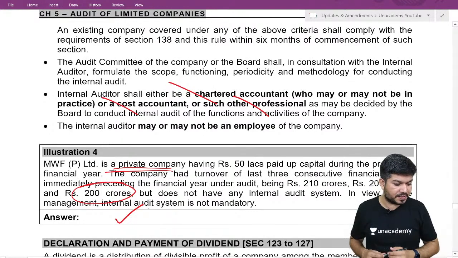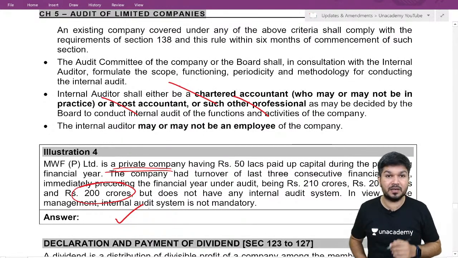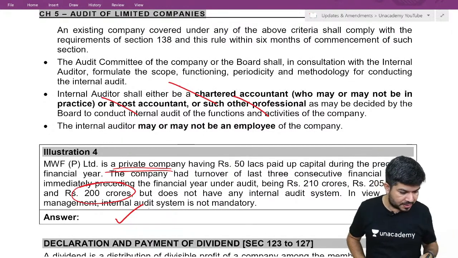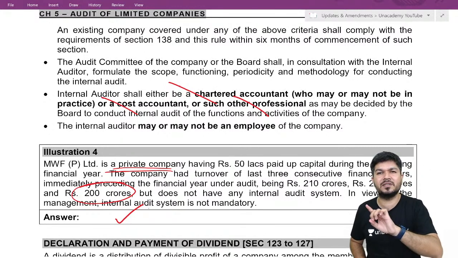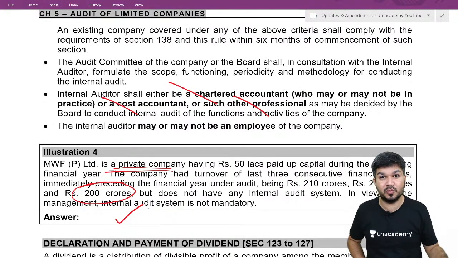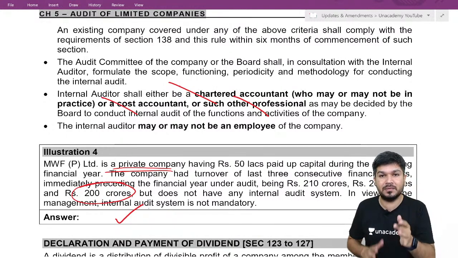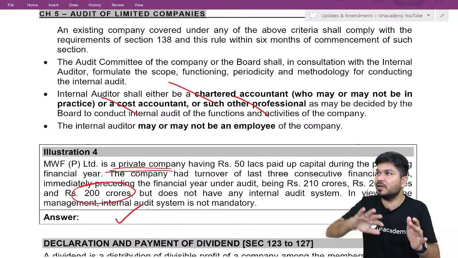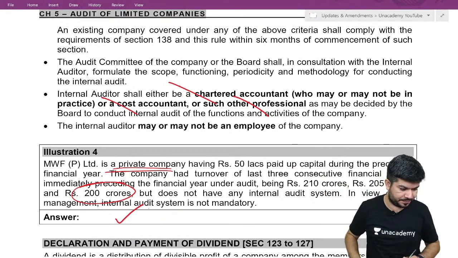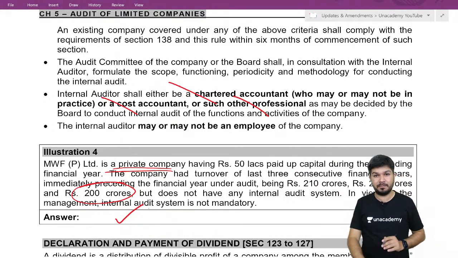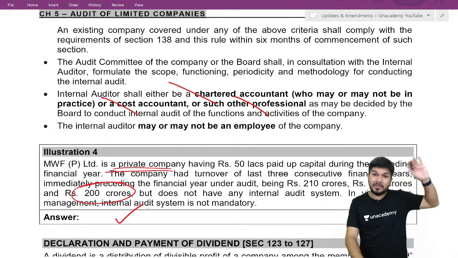Question from Bala. So a CA working with a company, can he be internal auditor? The answer is yes. Sir, whether COP is required for it? The answer is no, no COP is required for it, because you are working only for that company, but that employee cannot do internal audit of some other companies.